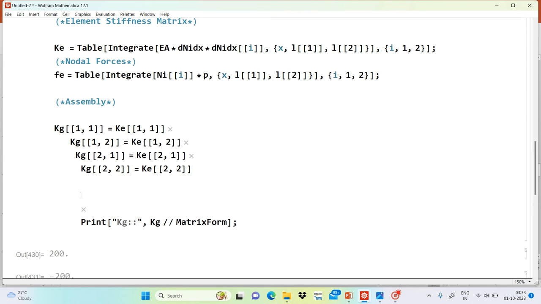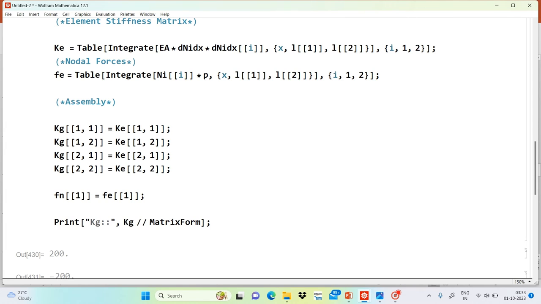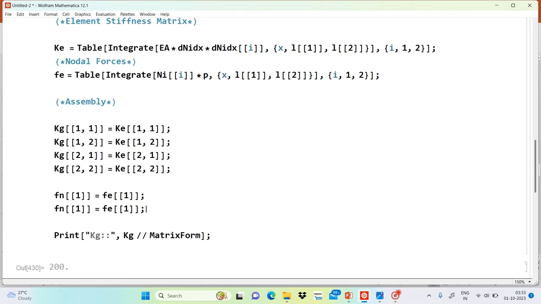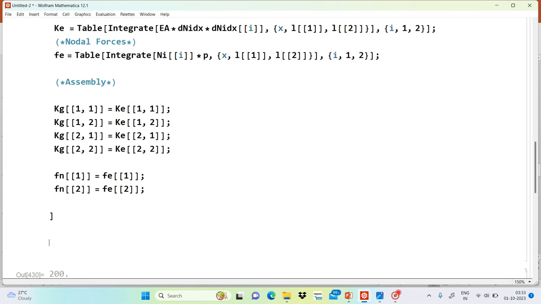So we have the global stiffness matrix, then we will have the global nodal force Fn 1 equal to Fe 1, equal to, and it is 2. So after this we will have to end the loop we have applied. Okay, I want to print KG inside right now. Let's see what happens.